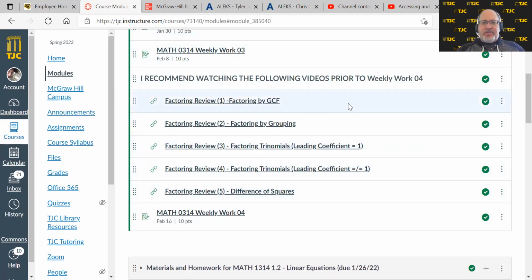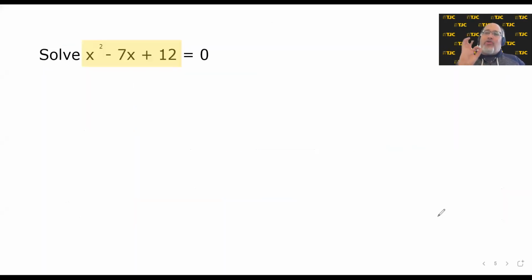And without rehashing what they all say, factoring is a process where you rewrite something as a multiplication problem. Let me say that again. Factoring is a process where you rewrite something as a multiplication problem. I want this addition subtraction problem, x squared minus 7x plus 12, to be rewritten as a multiplication problem. So we are actually asking, can we factor this?